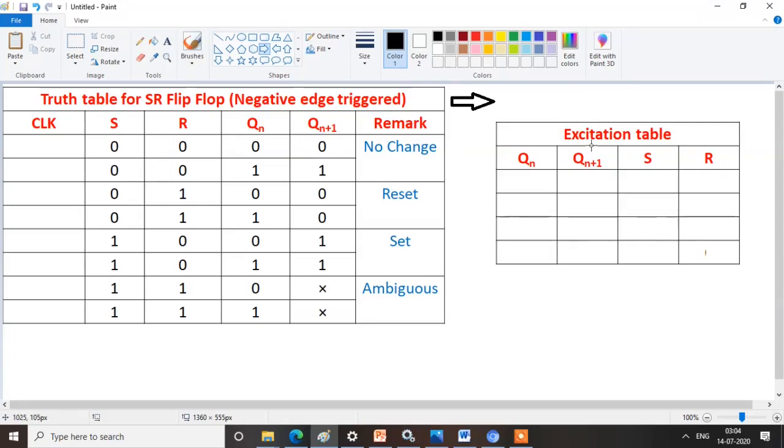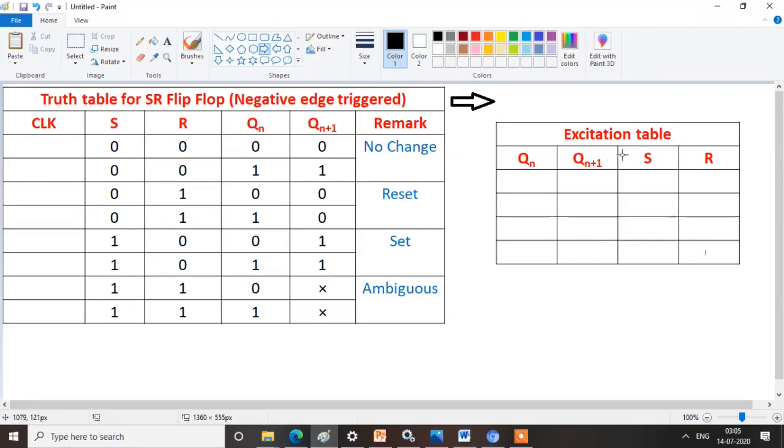Please try to understand that in the excitation table, the first column will always be Qn. Then this Qn will be followed by Qn plus 1. What is Qn? It is the present state of the circuit. What is Qn plus 1? It is the next state of the circuit. So in the excitation table of each and every circuit, you will always find these two columns. The first column corresponds to the present state, the next column corresponds to the next state. After these two columns, the next columns correspond to the inputs of the circuit for which you want to draw the excitation table.